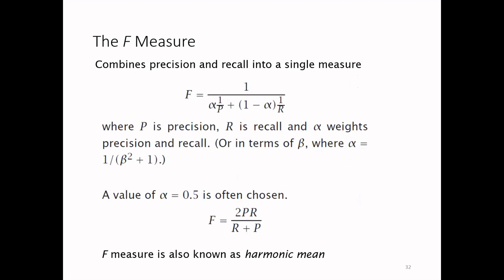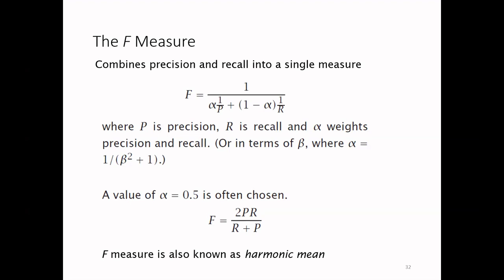Now, sometimes people don't want to use both precision and recall as two measures. Rather, they would like to put them together in a single metric. So there is a measure called the F measure, which combines precision and recall into a single number. And the formula for F is as shown. The formula involves both precision and recall, and it also involves another parameter, which we call alpha, which is how much weight you want to give to precision and how much weight you want to give to recall.